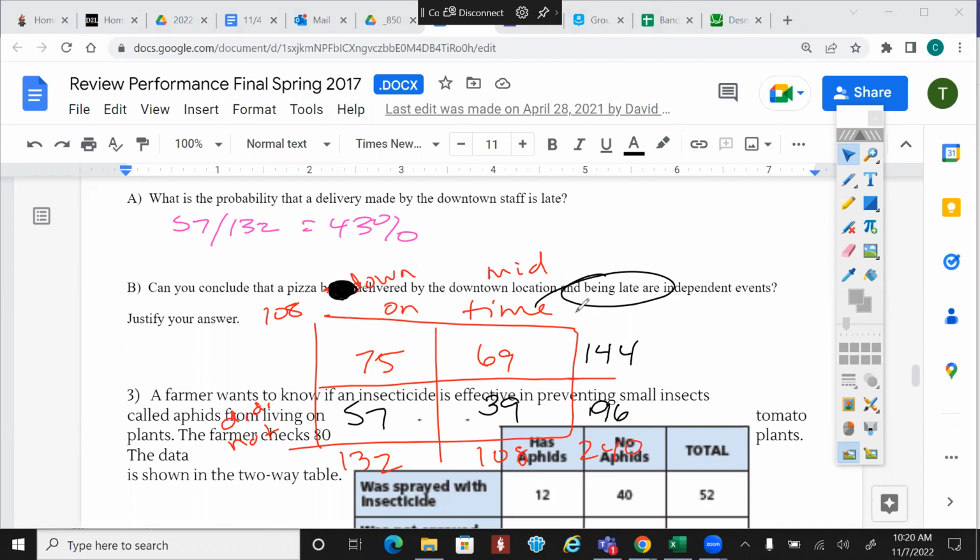Can you conclude that pizza delivered by downtown location and being late are independent events? This is not going to be on there because we haven't talked about this yet. Okay, so do you remember what they are? Go ahead. Okay. Affect each other, like if you get off time to work, traffic could affect you, your car could go out, stuff like that. That's a dependent example, right?